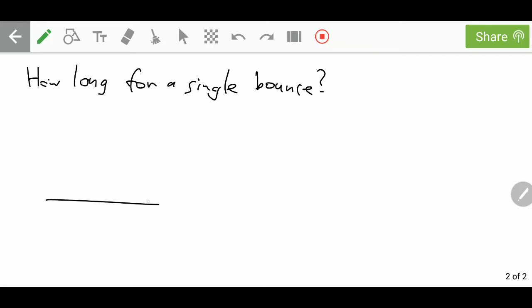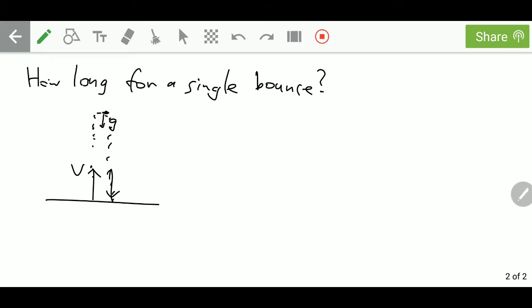This is a fairly standard projectile motion problem. Let's say we have a speed v. Then we know that the particle is going to go up and come back down. And we know that the acceleration due to gravity is g at all points.